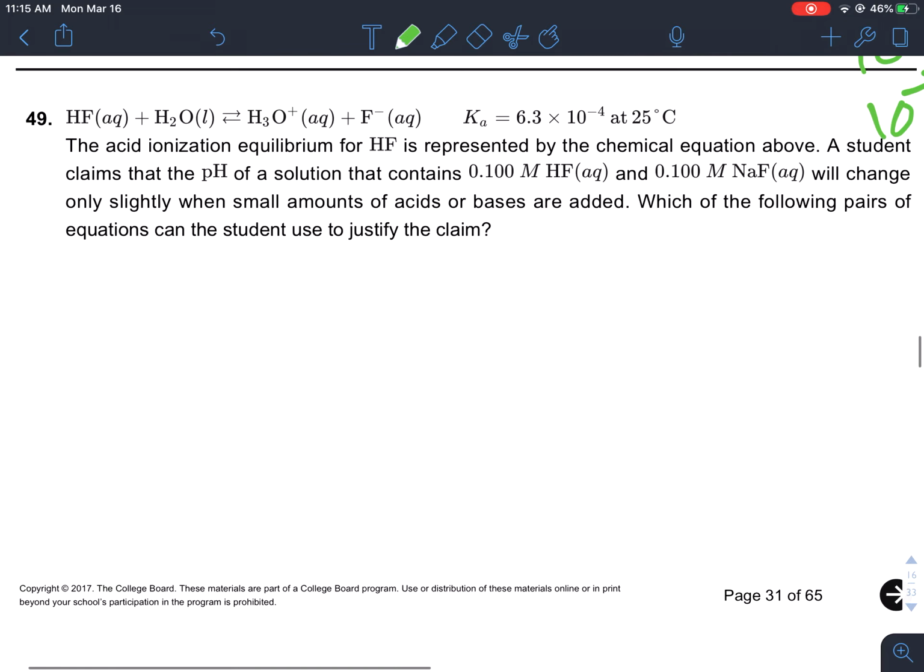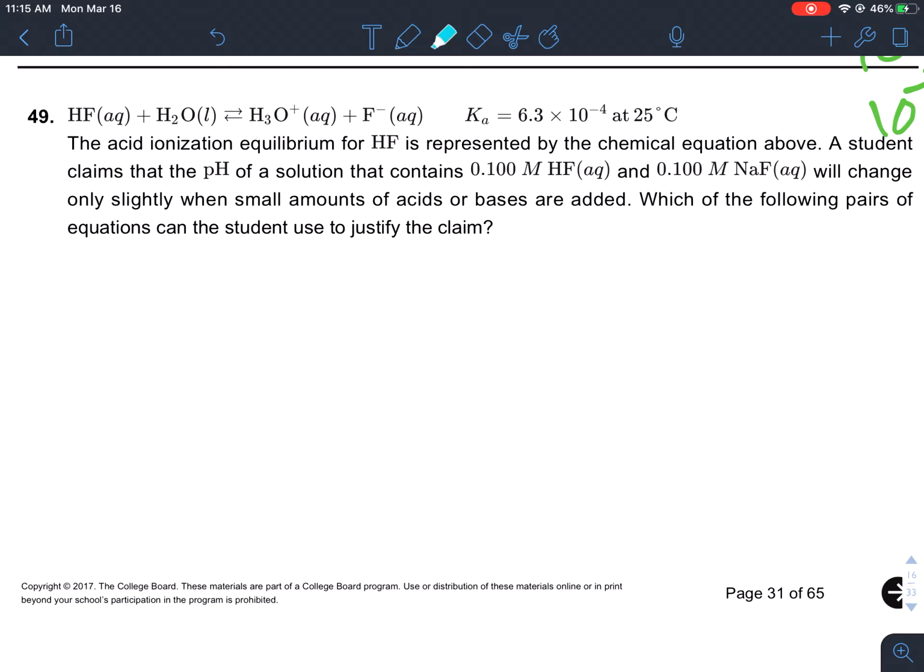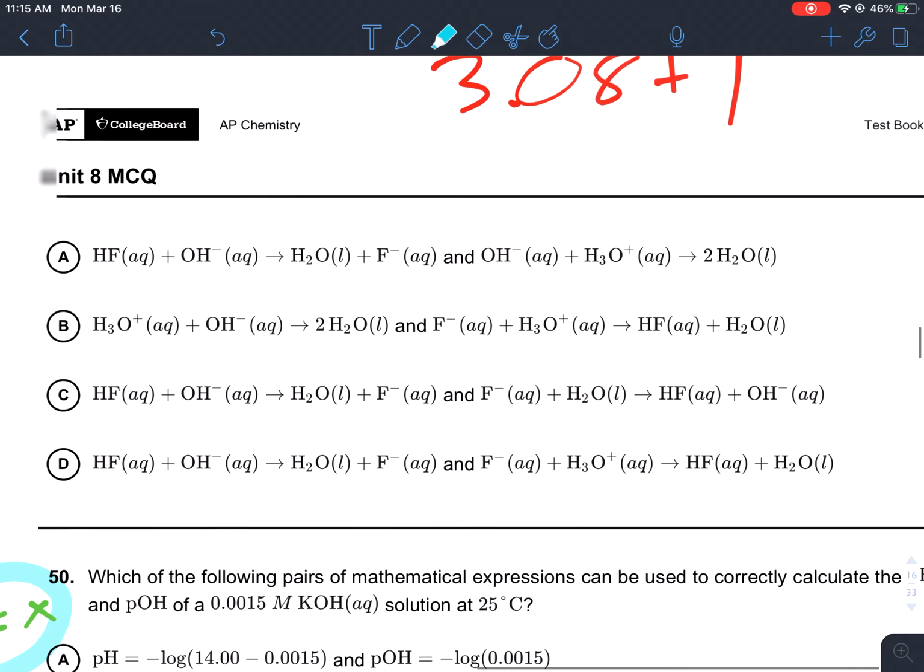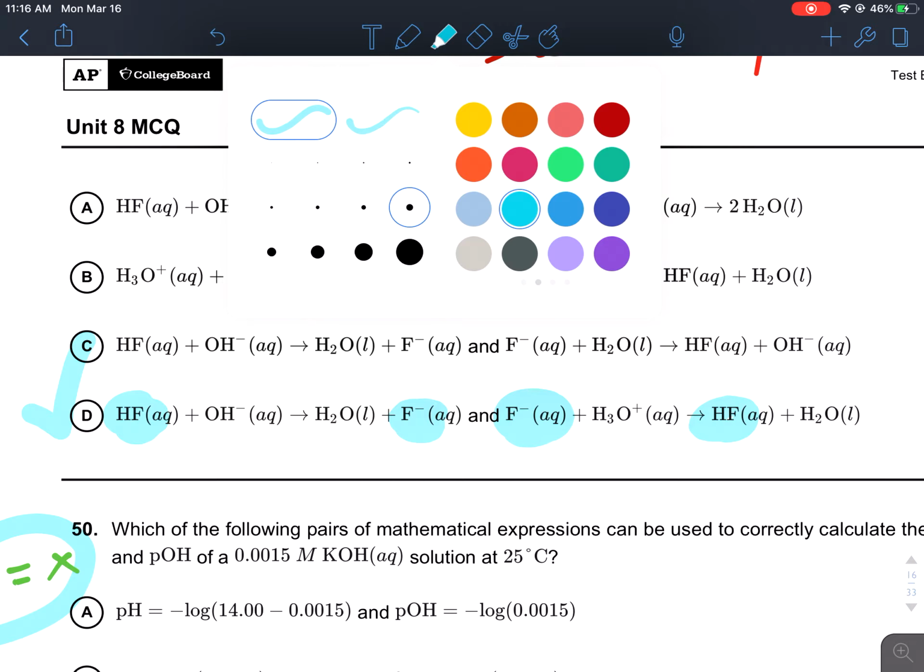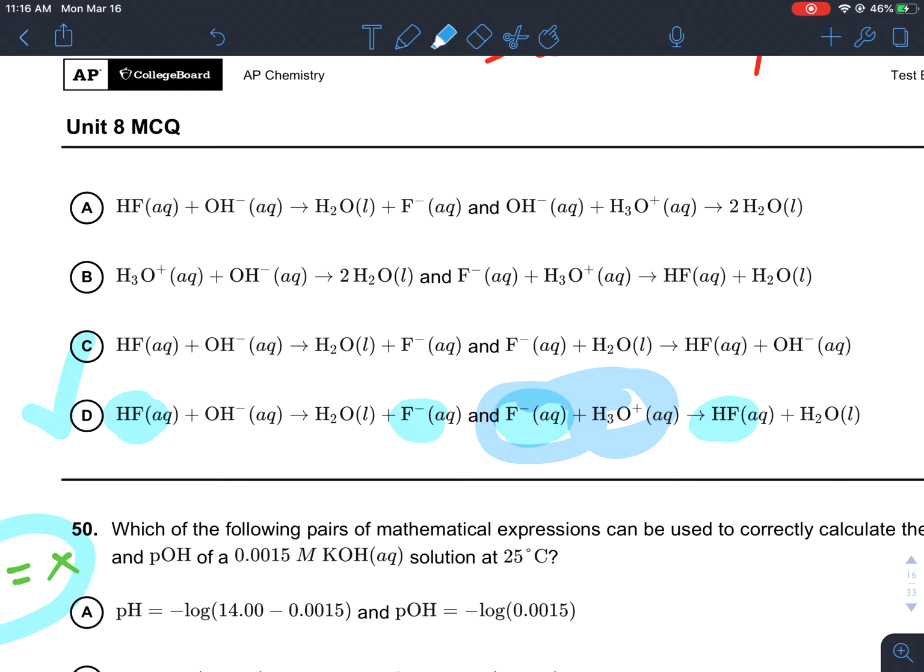We've done a couple of these problems, but this is basically saying this is the buffer. You have to have your acid, HF, and you have to have its conjugate base. Okay, so let's take a look at the possible answers. The answer is going to be D. Here's your acid acting like an acid, but here's your conjugate base bringing back to your acid. The F minus here is going to consume the H plus, which is going to allow it to go backwards to create more HF, which will always balance your equilibrium.